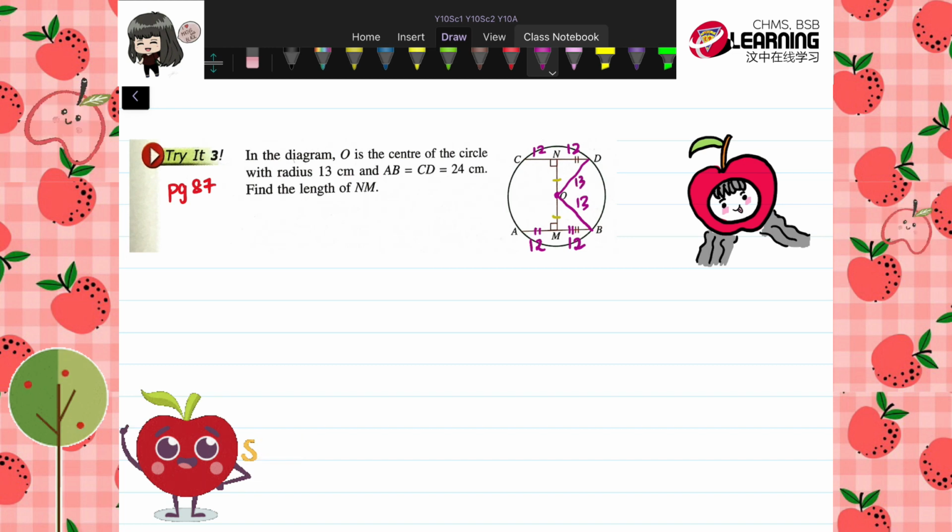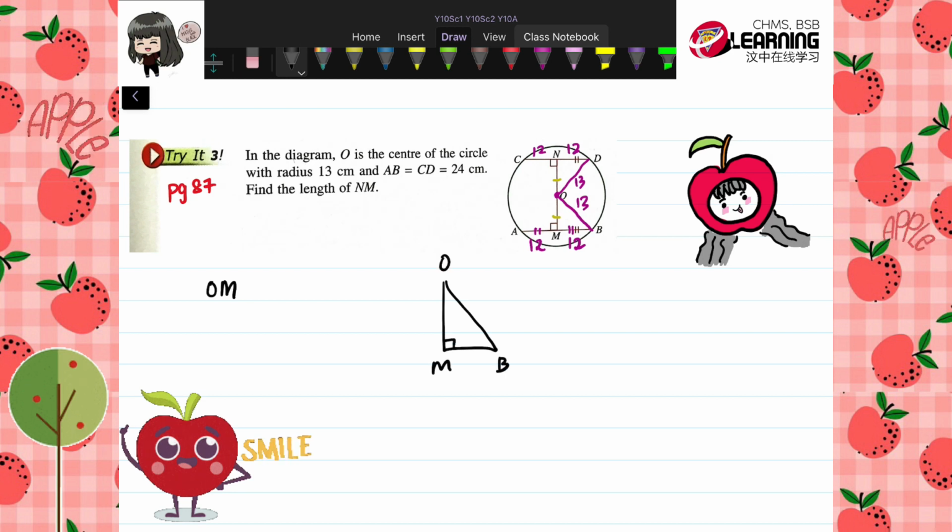So basically ON and OM are the same. So we find OM first, or ON, it depends on you. I will find OM using Pythagoras Theorem. If you can see this triangle, this is a triangle where O, M and B are 90 degrees, with 13 and 12. So I find my OM using Pythagoras Theorem.